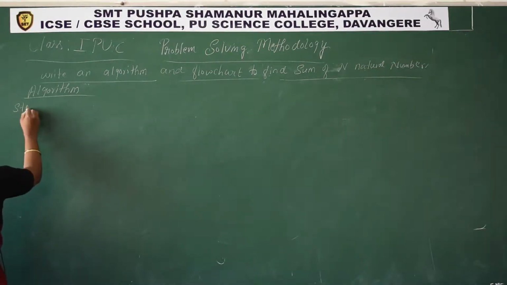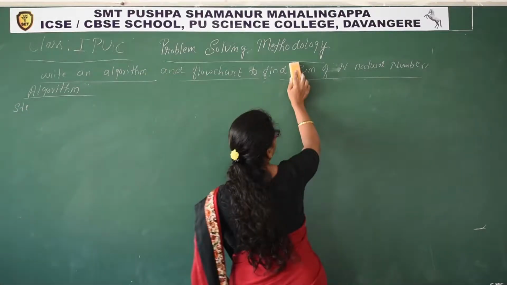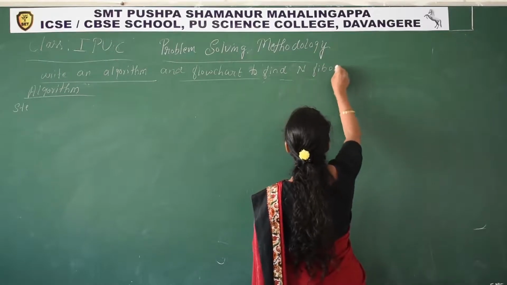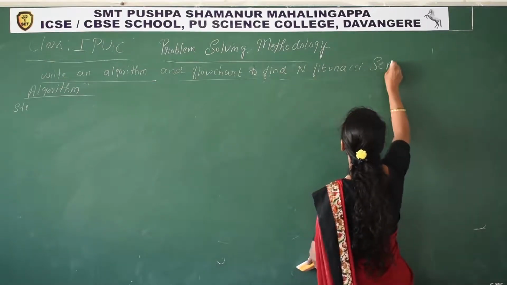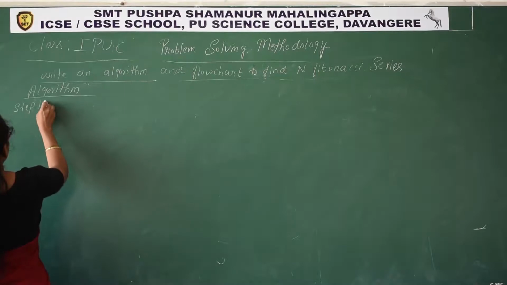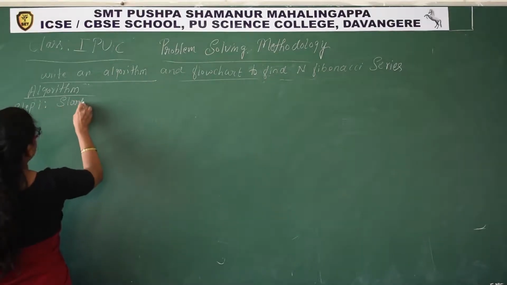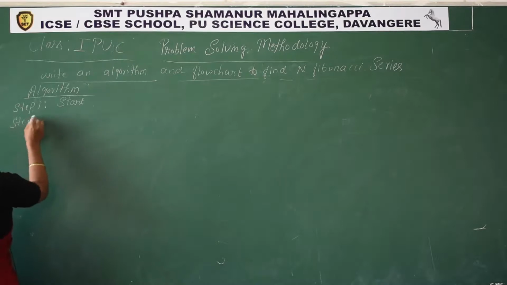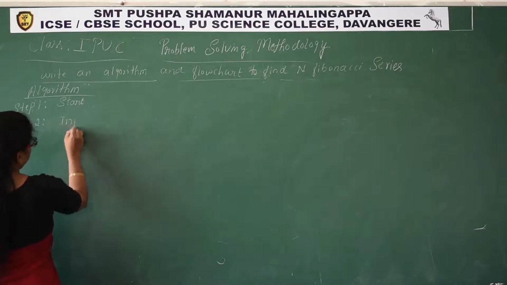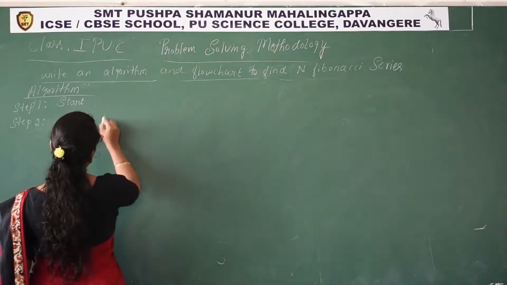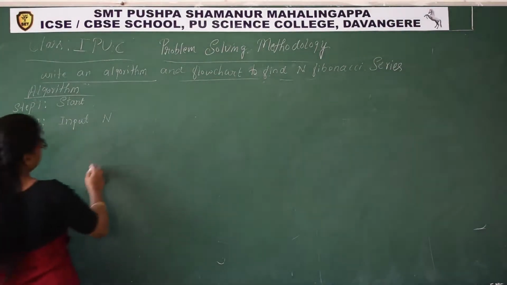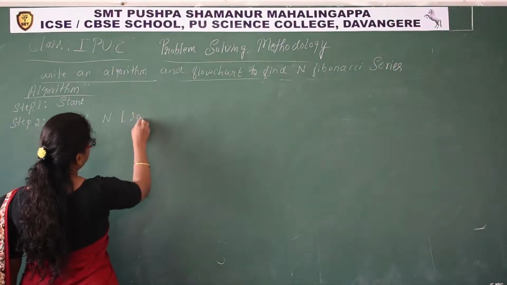Step 1. N Fibonacci series. Step 1. Start. Step 2. Input n value, input n, that is an integer. I'll take integer. Within bracket I'll write integer.